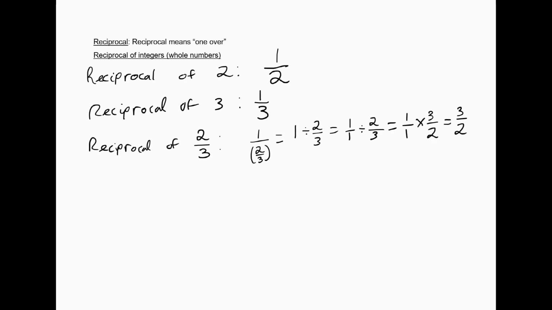So the rule is, if you want to work out the reciprocal of a fraction, for example 2/3, you simply swap the numerator and the denominator. So the reciprocal of 2/3 is 3 over 2. If I wanted to work out the reciprocal of 3/4, you could probably guess what that's going to be. The reciprocal of 3/4 is simply 4/3. So, as I just said, to work out the reciprocal of a fraction, you simply swap the numerator and denominator.